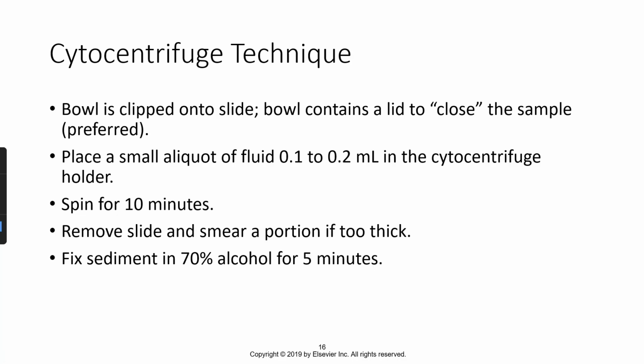So a bowl is clipped to one side. The bowl contains a lid to close the sample. Then you place a small aliquot of the fluid, 0.1 to 0.2 mL, in the cytocentrifuge holder. You spin it for 10 minutes, and then you remove the slide and smear a portion if it's too thick. Fix sediment in 70% alcohol for 5 minutes.